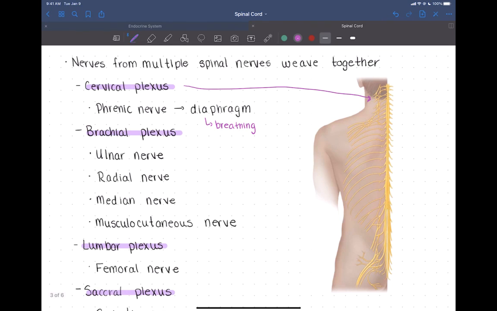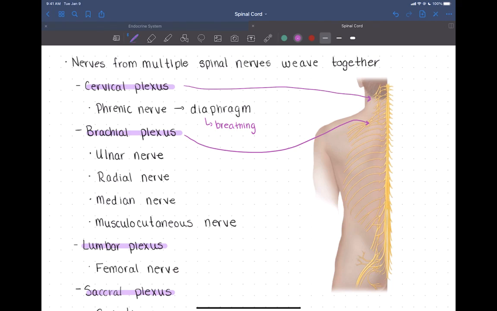And then below that, we have the brachial plexus. Brachial means arm, so it's this plexus here that extends nerves out to the arm. Many of these nerves are going to go to different muscles of the arms and the shoulders. Some examples are the ulnar nerve, the radial nerve, the median nerve, and the musculocutaneous nerve.